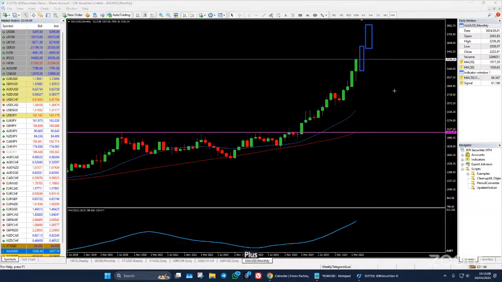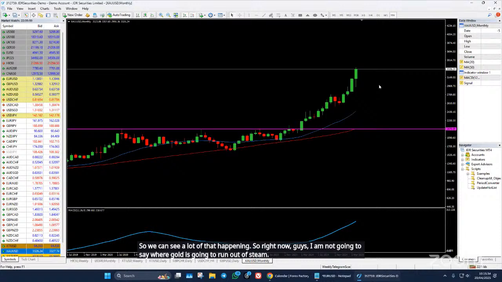Plus, I think part of the bubble is coming from all of the uncertainty. Gold is used for so many things; it's used during times of uncertainty. So people are moving away from the dollar and towards gold, which so far makes sense. But also China and Russia are buying gold like crazy, so we can see a lot of that happening. Right now, guys, I am not going to say where gold is going to run out of steam. Yes, part of it is also because the dollar is weakening, but that's one of many factors. Gold right now is definitely attractive for lots of different reasons. So the dollar weakening is helping it, yes.